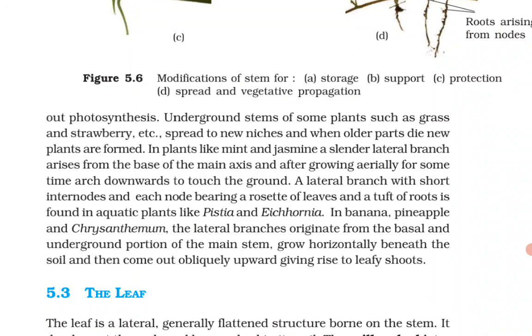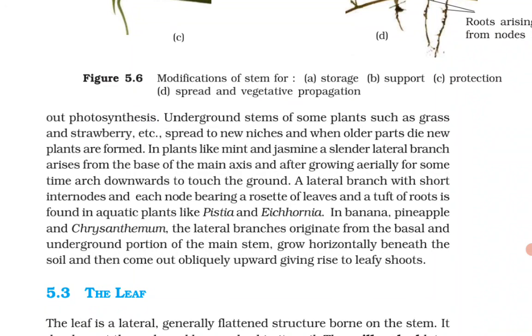Underground stems of some plants such as grass and strawberry spread to new niches, and when older parts die, new plants are formed. In plants like mint and jasmine, a slender lateral branch arises from the base of the main axis and, after growing aerially for some time, arches downwards to touch the ground.